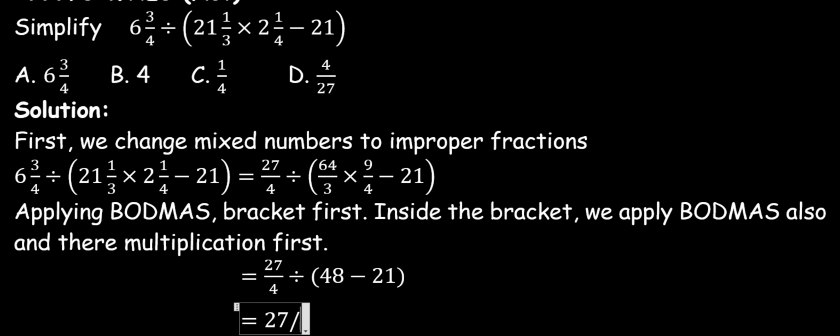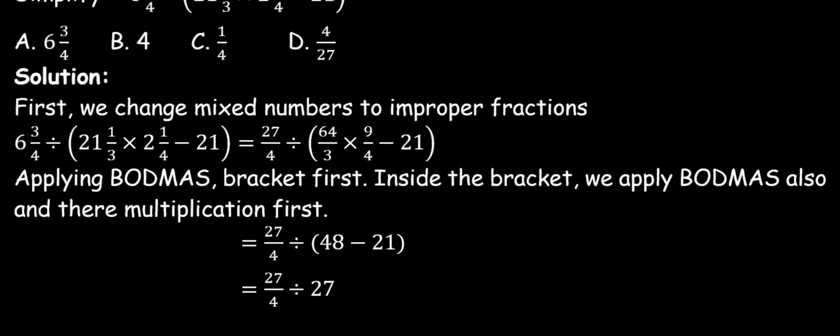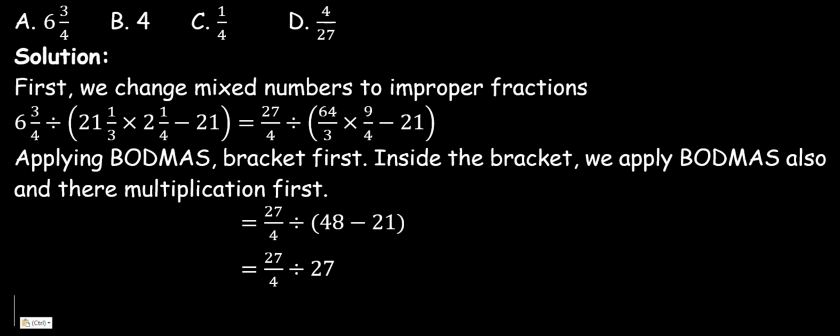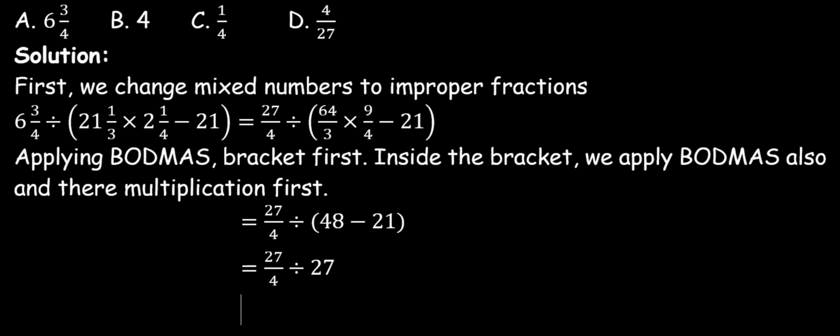So hence you have 27 over 4 divided by 27. Next, we change from division to multiplication sign, and that will mean we invert. So we have 27 over 4 times 1 over 27. You might say, where did we get the 1 from? Actually, 27 whole number is the same thing as 27 over 1. So when you invert it, it becomes 1 over 27. And sometimes we cancel out to be left with 1 over 4.